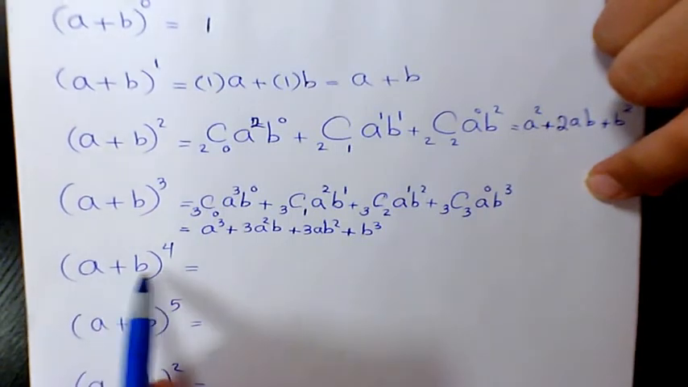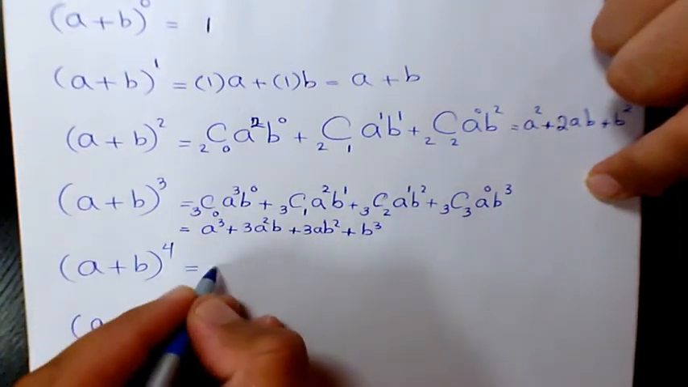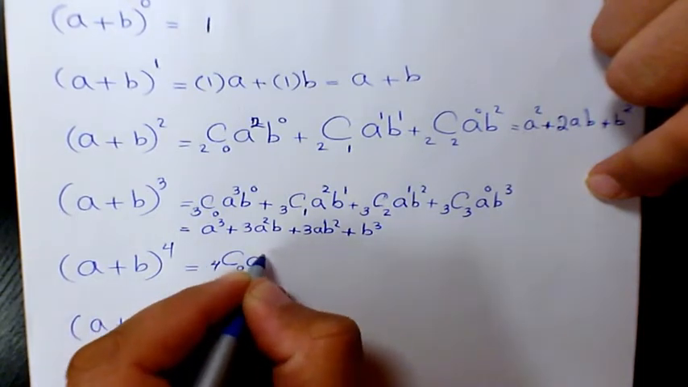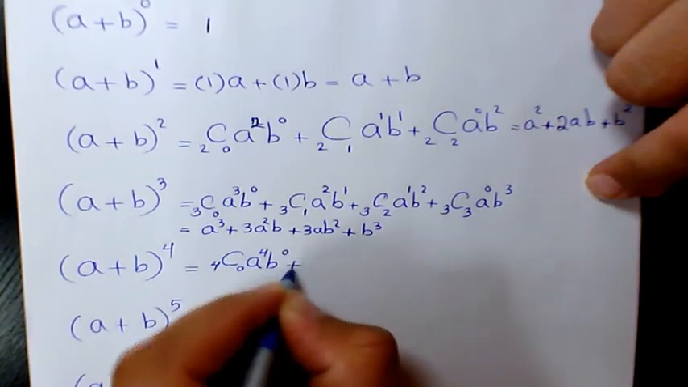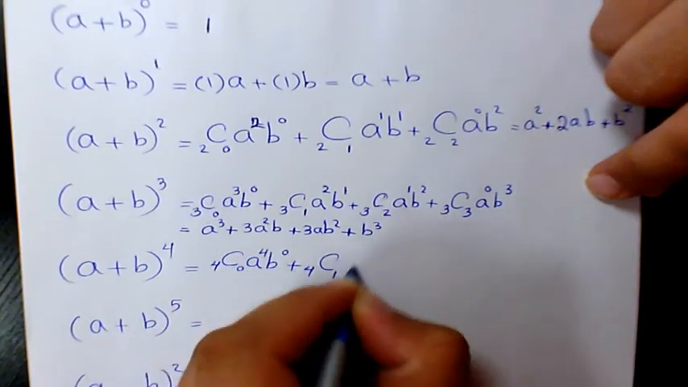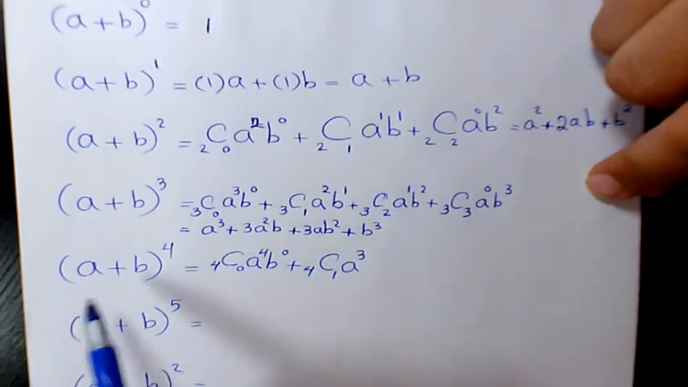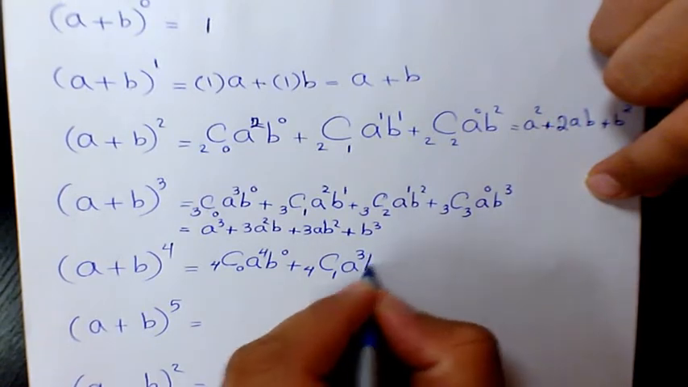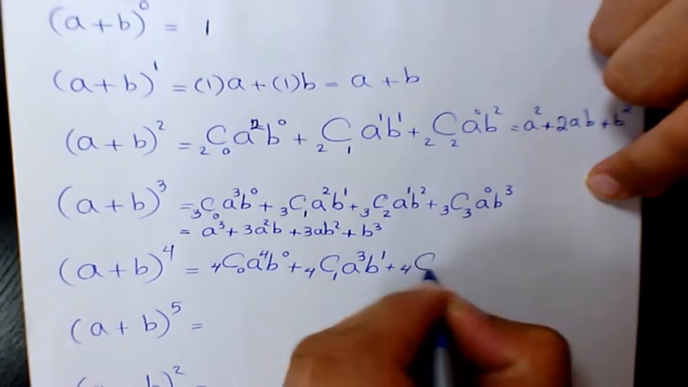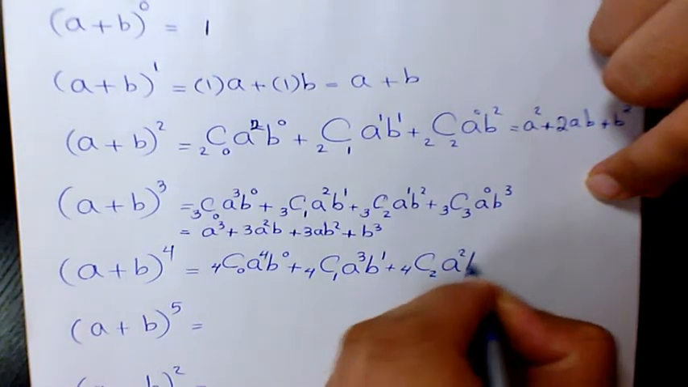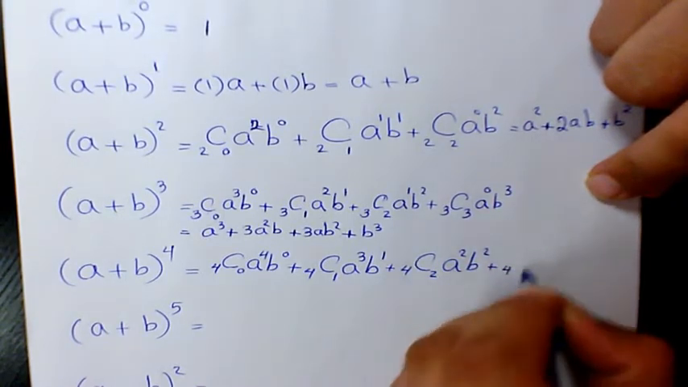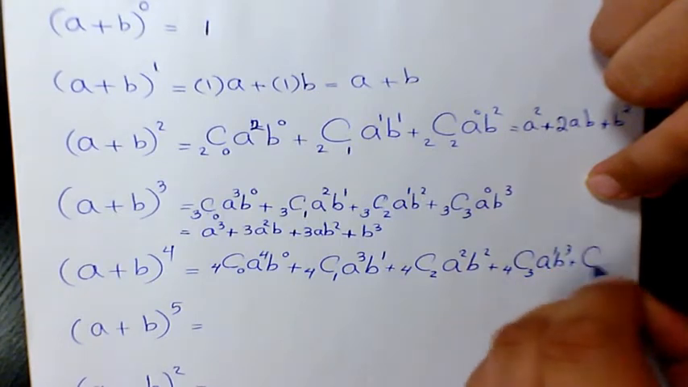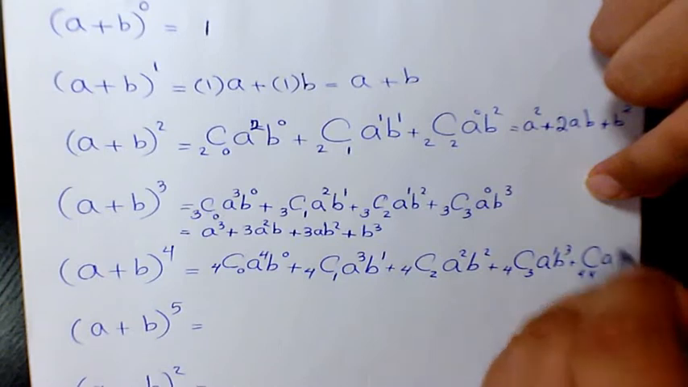Next one, (a plus b) to the power of 4. So that's going to be 4c0 a to the power of 4 b to the power of 0 plus 4c1 a to the power of 3. As you see here again, the exponent of the first term is going down, and b is going up. b to the power of 1 plus 4c2 a to the power of 2 b to the power of 2 plus 4c3 a to the power of 1 b to the power of 3, and finally 4c4 a to the power of 0 b to the power of 4.